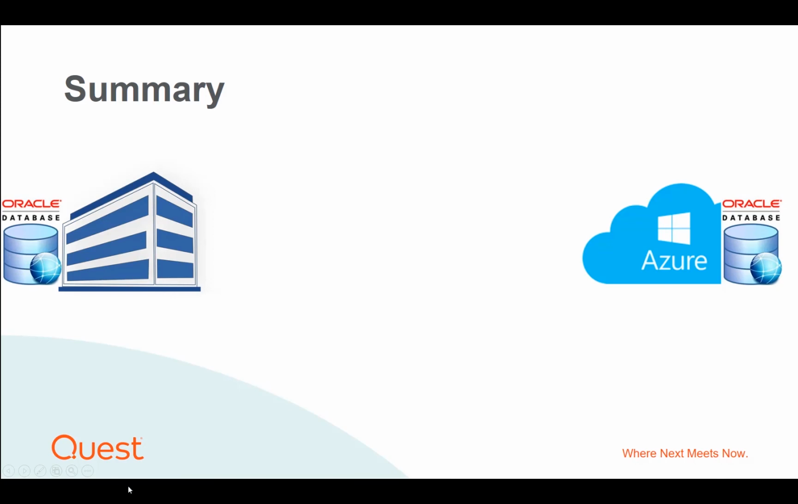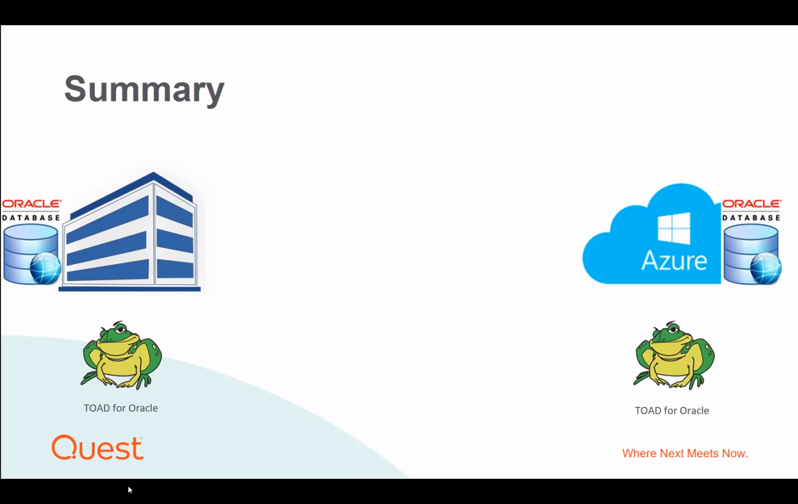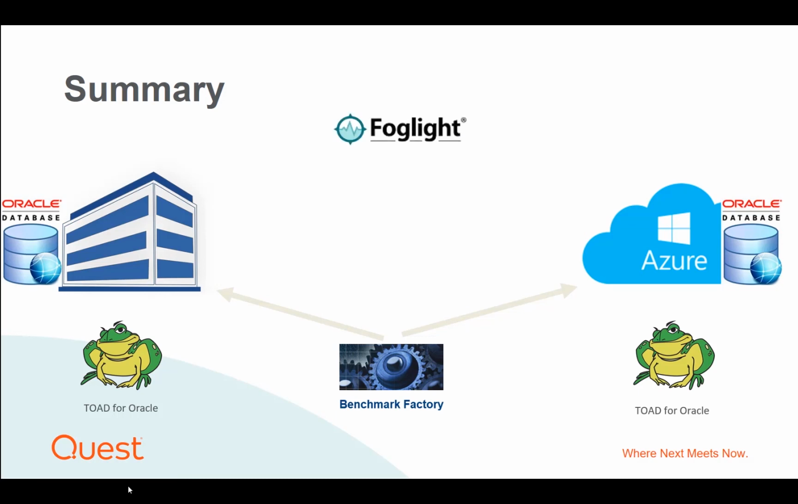Okay, so in summary, what I've been talking to you about today is that you have Toad for Oracle to help you manage your on-prem and your Azure-based Oracle instances. We talked about using Benchmark Factory for load testing and benchmarking on-prem and Azure databases, as well as Foglight for Databases for monitoring your Oracle instances on-prem and in the cloud and doing those comparisons. And finally, the SharePlex product for doing the replication and the synchronization between the two.